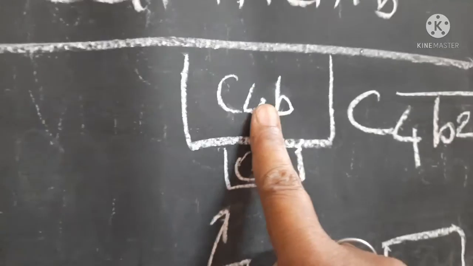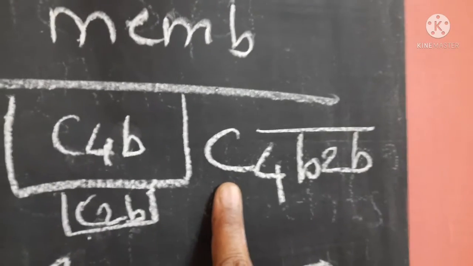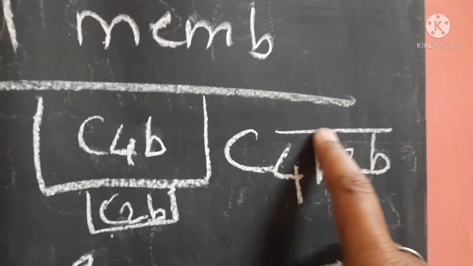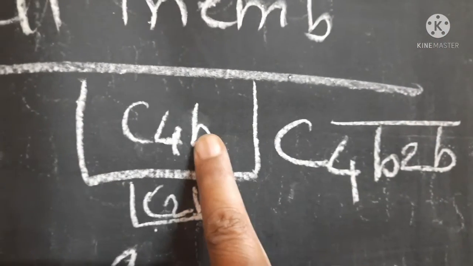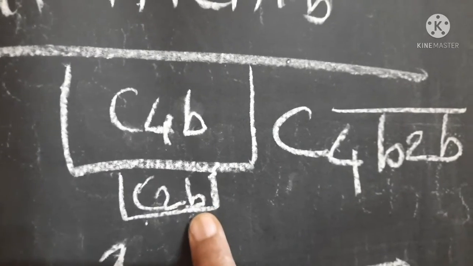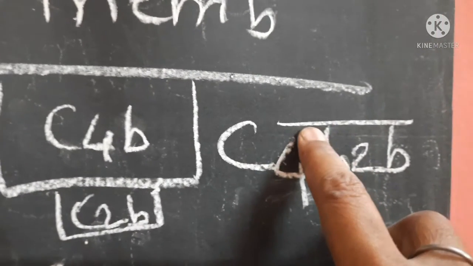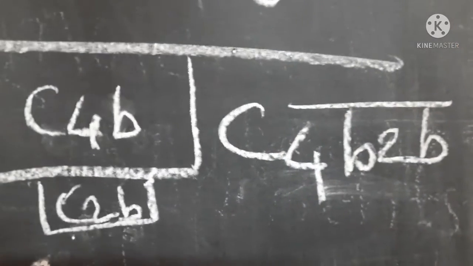So when this C2b combines with C4b, it forms an activated component of the complement factor, and this activated component is designated by this bar line. This one is a complex, this one is C4b and this one is C2b. It forms a complex in combination, and this bar is a denotation of its activated form.